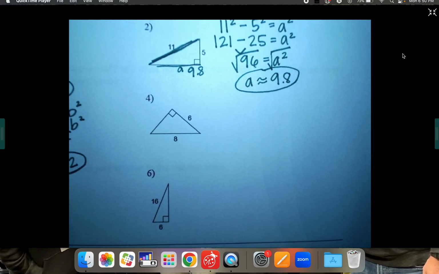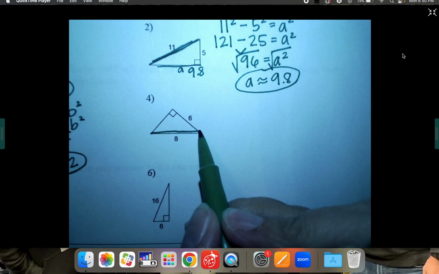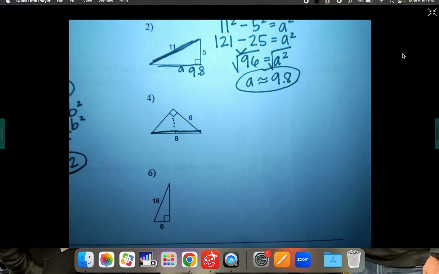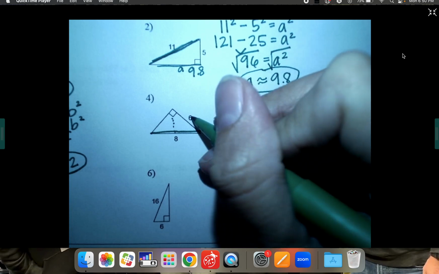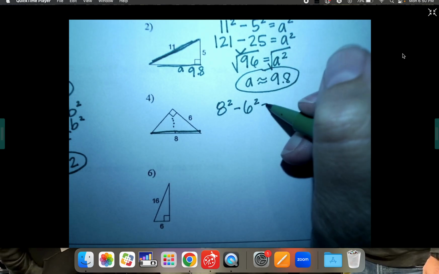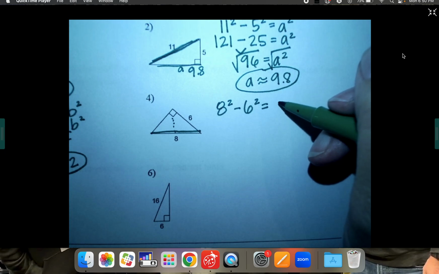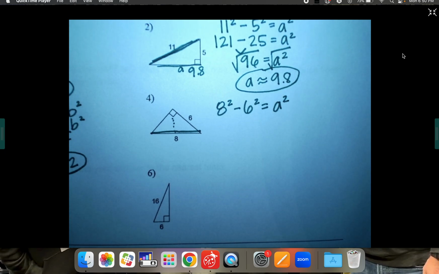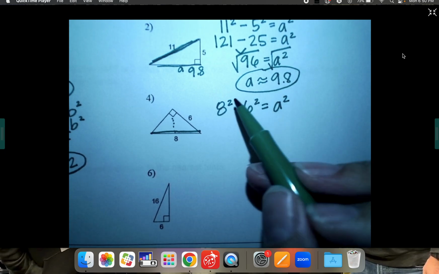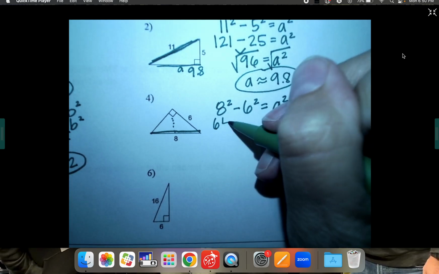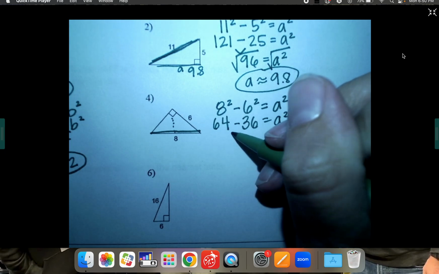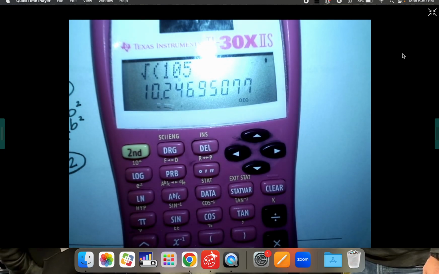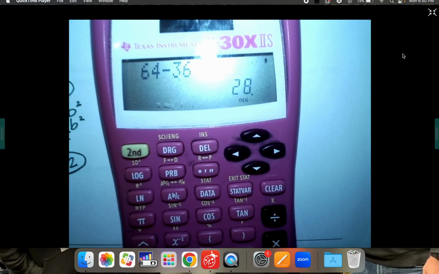All right, number 4. 8 is the hypotenuse because you can see it's across from, it's opposite of the right angle. So 8 is the longest side. We're going to subtract a leg from it. I forgot that we're squaring them, and that's going to equal one of your leg lengths, A or B, whichever one you like. 8 squared is 64. 6 squared is 36. 64 minus 36 is 28.